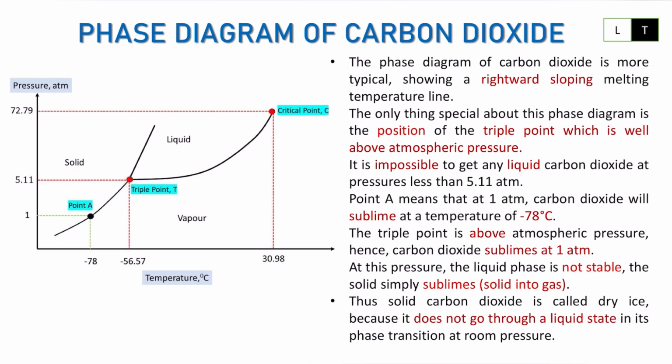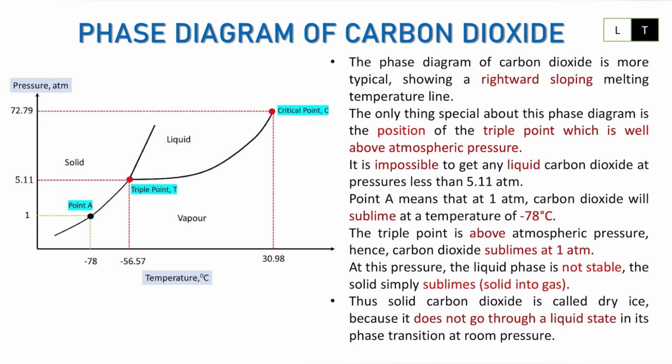Dan kalau kita lihat, apa yang kita boleh faham, it is impossible to get liquid carbon dioxide at pressure less than 5.11 sebab bahagian liquid dekat sini. So mesti liquid adalah dekat pressure more than 5.11. Point A merujuk kepada 1 atm atmospheric pressure, di mana carbon dioxide akan sublimes at temperature negative 78.